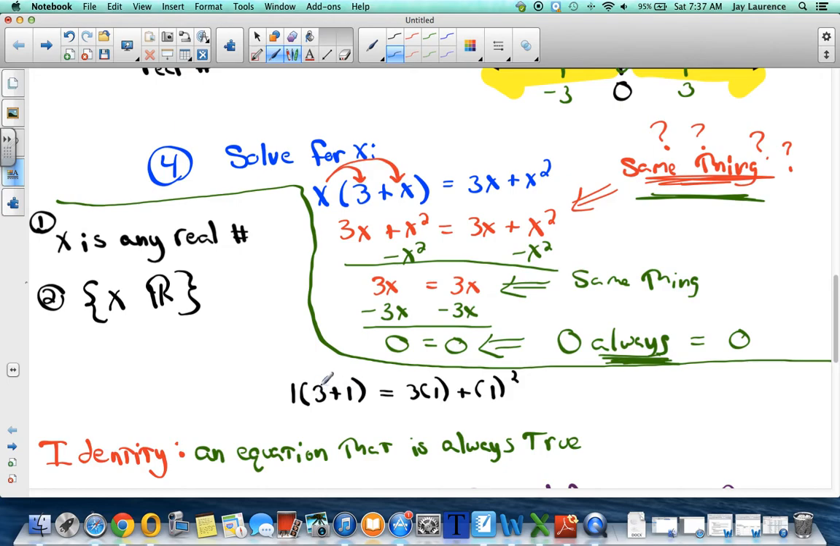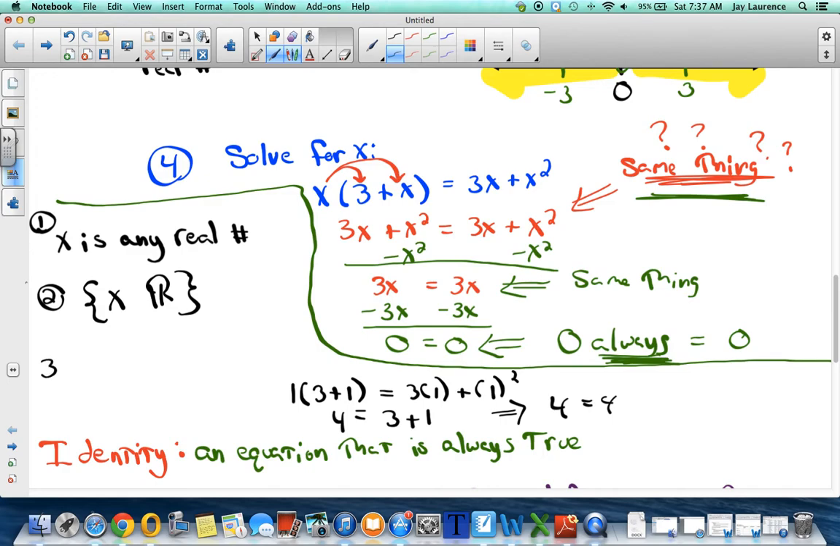So this is going to be 3 plus 1 is 4, and 4 times 1 is 4, and 3 times 1 is 3, and 1 times 1 is 1. Contrary to popular opinion, some of you like to tell me 1 times 1 is 2. It's because you're not thinking. All right, 4 equals 3 plus 1, so 4 equals 4. And see how I got the same number? That doesn't mean x equals 4. No, x is any real number.